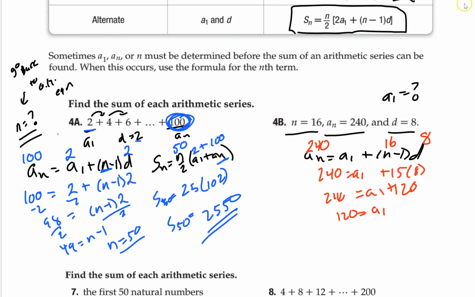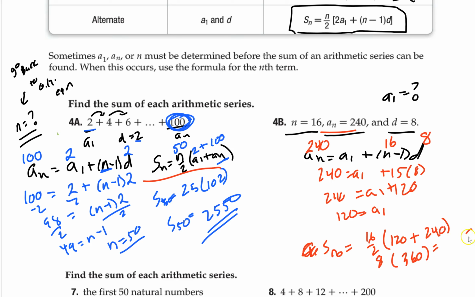Right? Again, once you have that, you can plug into any formula you want. Again, we have the last term, so I'd be remiss if I didn't use the easier formula. S of 16, because we have the 16th term. Just using the same formula I used right here, would be n over 2. In this case, my n is 16, so 16 over 2. The first term, in this case, is what we just found, 120, plus the last term was 240. So I'm going to get 8 times 360. Whatever, that's a 0, 48, 24, so 2880.